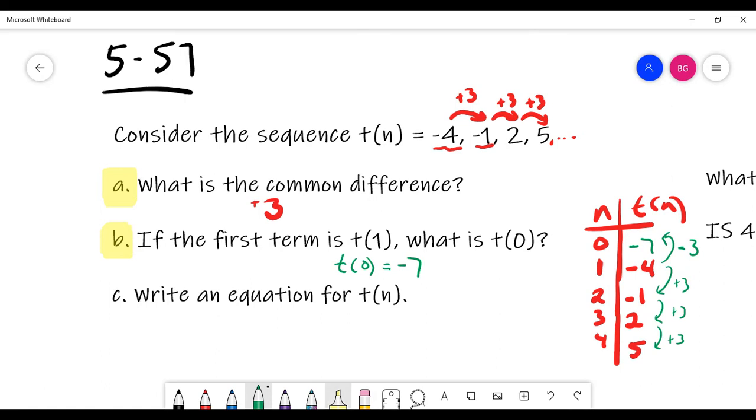Okay. Now, I want you to try and write the equation for t of n. So remember, it's going to be very similar to y equals mx plus b, but we're going to have different things in those spots. So I want you to try and write the equation now.